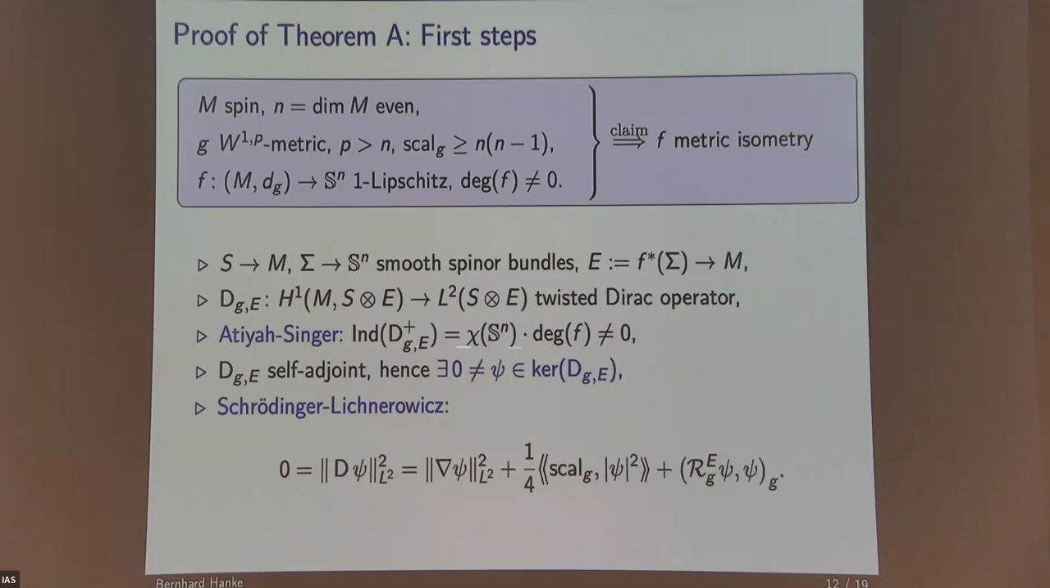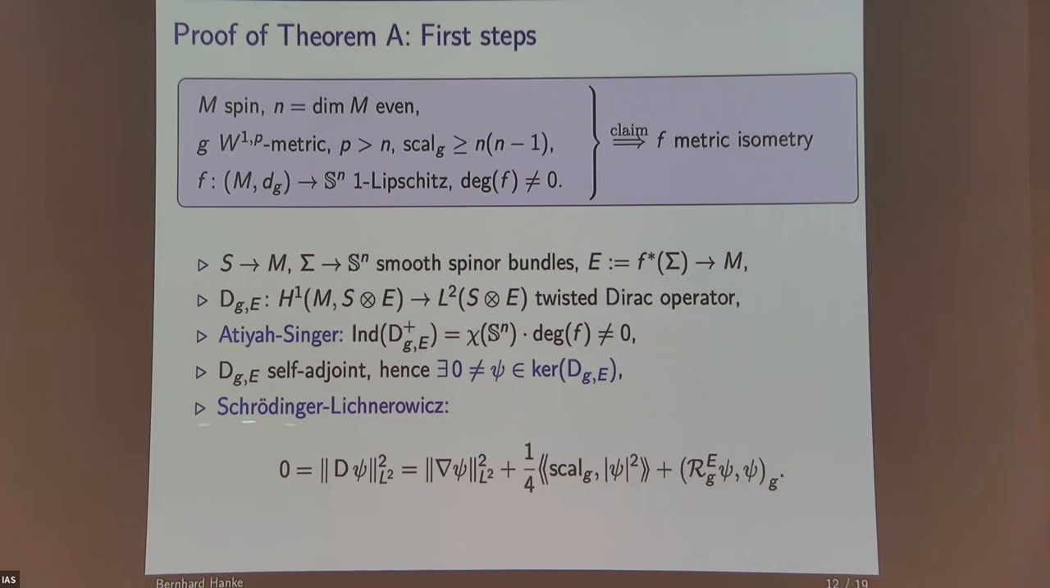I apply the Atiyah-Singer index formula, and this tells me that the index is equal to the Euler characteristic of S^n times the degree of F. Because we are in even dimensions, this is good: the Euler characteristic is different from zero. The degree is different from zero by assumption, so the index is different from zero. Because the operator is self-adjoint, the index is the dimension of the kernel minus the dimension of the cokernel, which means we find elements in the kernel of this operator. So we find an H1 section psi in this bundle which lies in the kernel of this twisted Dirac operator that I've written down here.